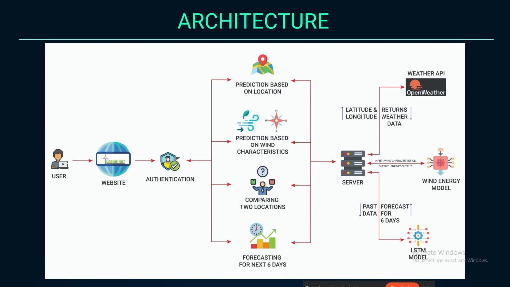Last, for forecasting for 6 days, we have taken the past data. So once the user enters the latitude and longitude of any location, the data is sent to the server, and server sends the latitude and longitude to weather API. So the weather API returns forecast data for next 5 days at 3 hours gap. This data is sent to the pre-trained LSTM model. It's a deep learning model which forecasts for next 10 hours. So in total we have forecast for next 6 days, and this data is returned to the server. So this is the overall architecture of our project.